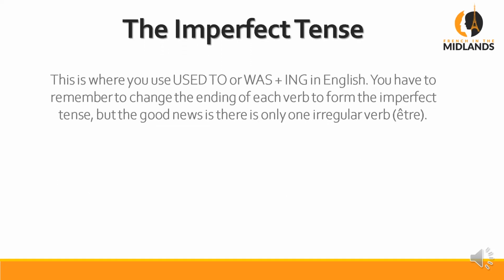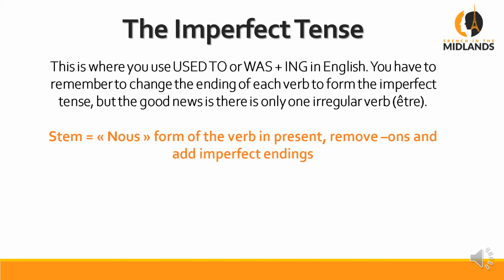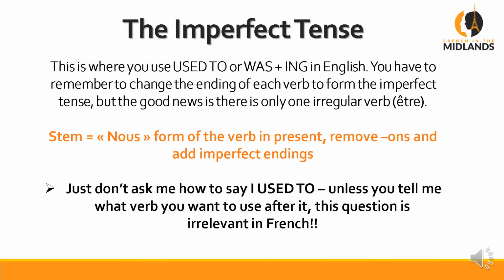As we said before, the imperfect tense is used when you use used to or was plus ing in English. You've got to remember to change the ending of each verb to form the imperfect tense. But the good news is there is only one irregular verb and it doesn't even look irregular. So you should be okay with this tense. The tricky thing is to remember how to find the stem for the imperfect tense. You have to find the nous form of the verb in the present, for instance, nous parlons. You remove the ons, you get left with P-A-R-L, and then you add all your imperfect endings. And we'll see some examples later on.